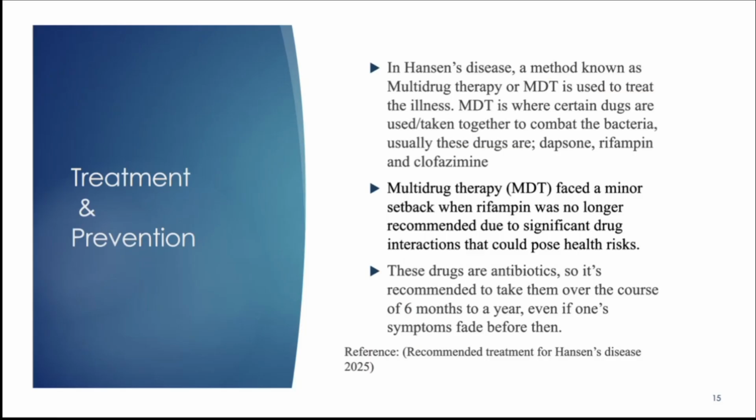In Hansen's disease, a method known as multi-drug therapy, or MDT, is used to treat the illness. MDT is where certain drugs are used or taken together to combat the bacteria. Usually these drugs are dapsone, rifampin, and clofazimine. Multi-drug therapy faced a minor setback when rifampin was no longer recommended due to significant drug interactions that could pose health risks to consumers. These drugs are antibiotics, so it's recommended to take them over the course of 6 months to a year, even if one's symptoms fade before then.